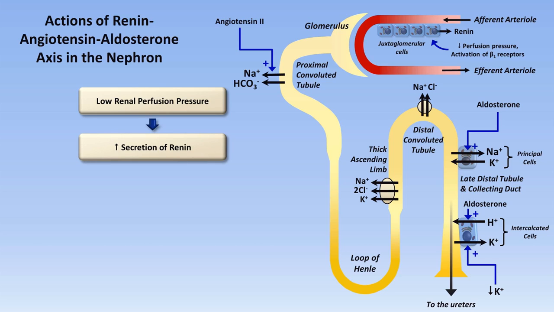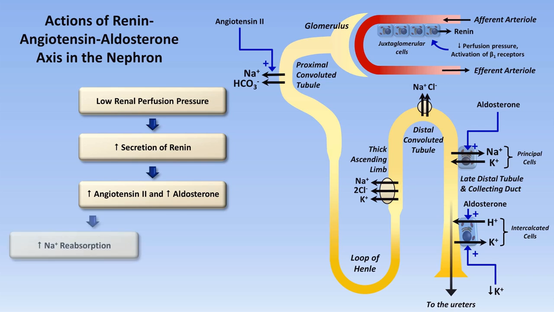As I said earlier, renin release results in increased angiotensin 2 and aldosterone, both of which act to increase reabsorption of sodium, and the increased oncotic pressure from the reabsorbed sodium will aid in the reabsorption of water, which is the ultimate goal because it will expand the intravascular volume and thus restore blood pressure to normal.